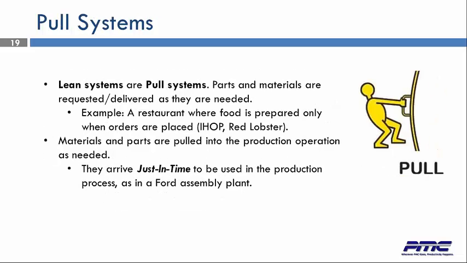Pull system. Lean systems are pull systems. Parts and materials are requested and delivered as they are needed. Materials and parts are pulled into the production operation as they are needed. They arrive just in time to be used in production processes, as in a Ford assembly plant. But the real difference between a push system and a pull system is that a pull system is the one where you can explicitly limit the work in process in your system.